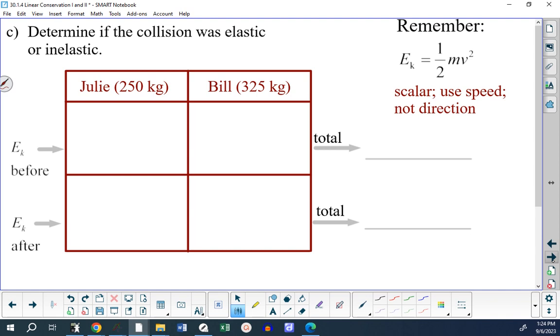Eli, I believe I asked you to calculate Julie's kinetic energy before. Do you have an answer? 375. Sorry? 375. Did you forget to square the speed? Yes. Okay, very important. Such a simple thing to forget. Did anybody else over on that side of the room get 1125? Okay, good.